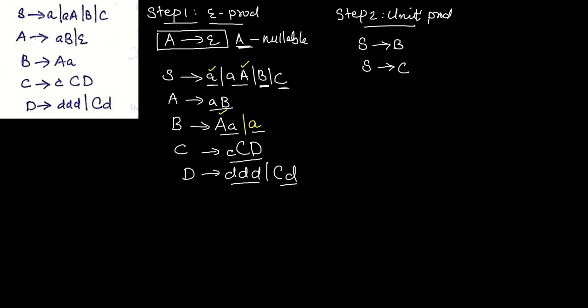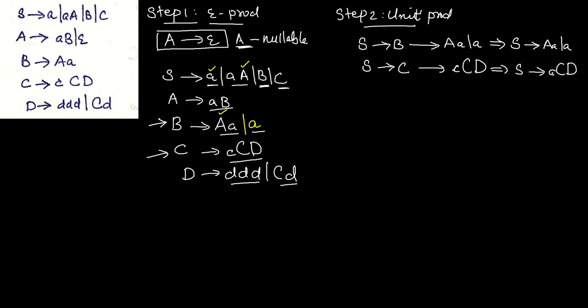And you check what we can substitute for B. For B we can substitute its right-hand side, that is, instead of B we can substitute AA or A. And for C we can substitute its right-hand side, small c, capital C, D. So instead of S gives B, we can write S gives AA or A. And instead of S gives C, I can write S gives small c, capital C, D. These are the productions we have to write.